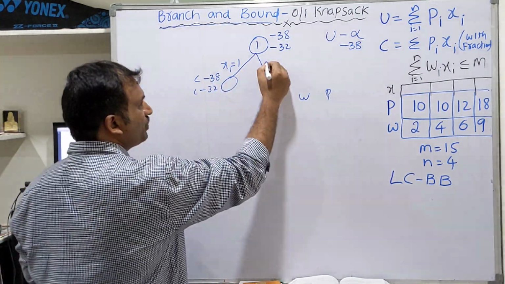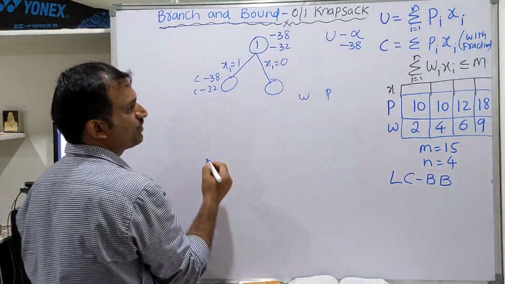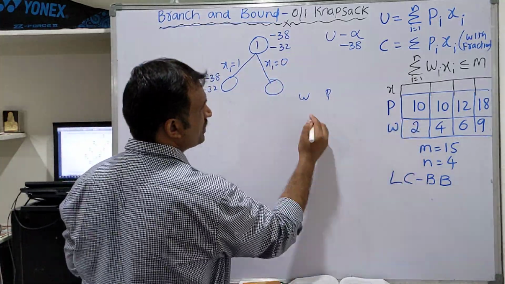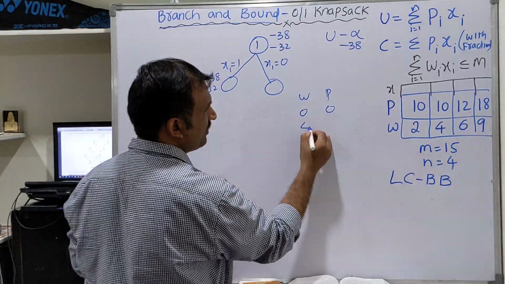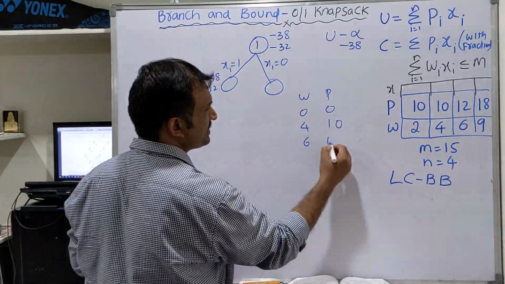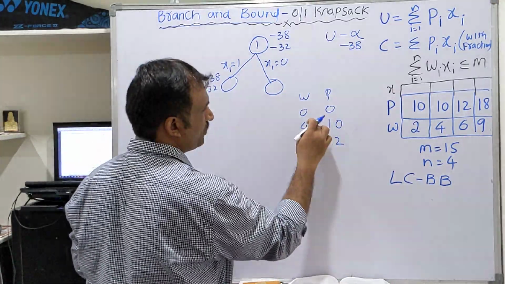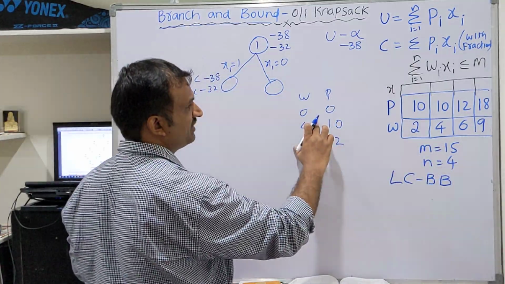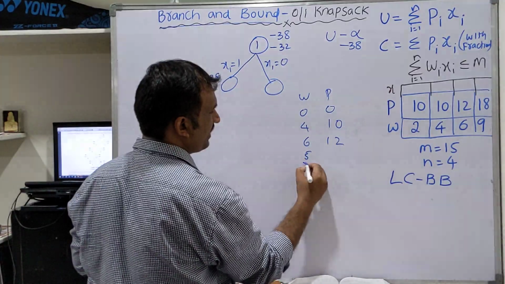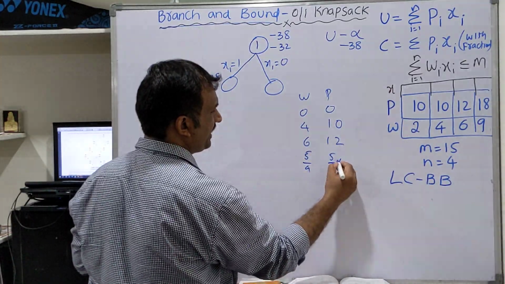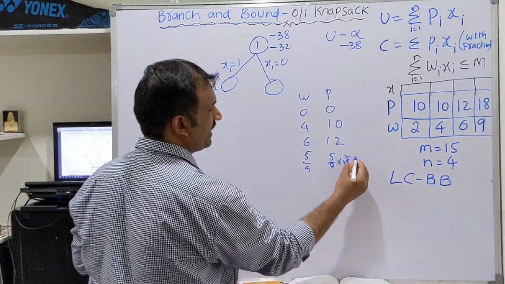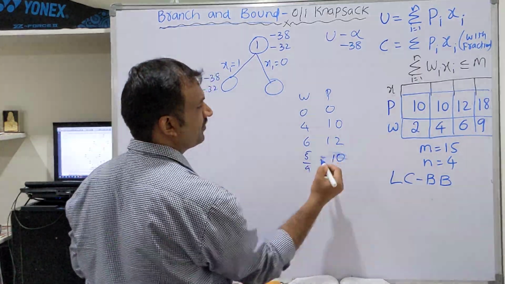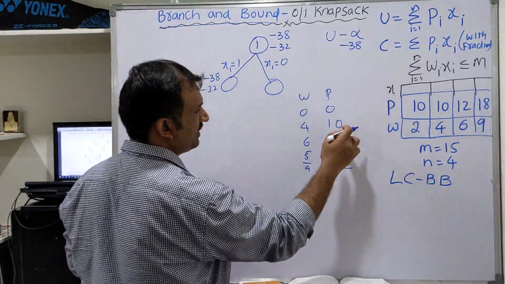Next, without considering the first item, x1 equal to 0, what is the profit? Let's consider. The first one we don't consider, 0, 0. Second one, weight 4, profit 10; third, weight 6, profit 12. Next, what is the knapsack capacity? 15. Out of 15, we have filled 10. The remaining we have to fill is 5 by 9, that is 5 by 9 into 18, so that is 10. What is the total here?